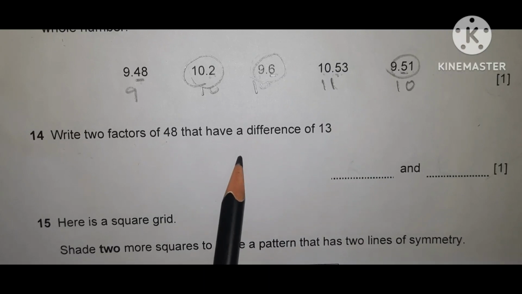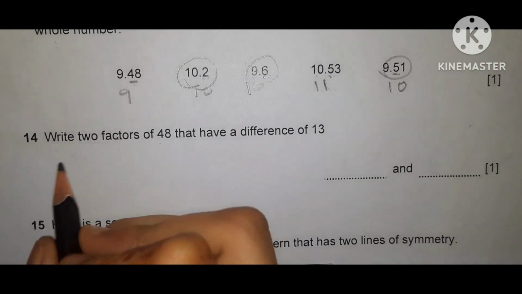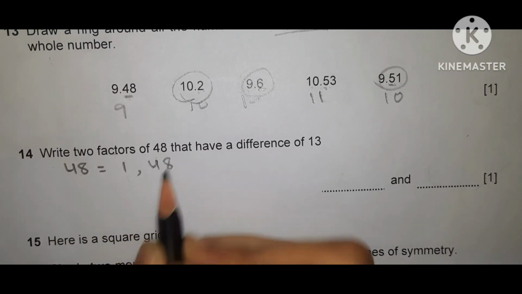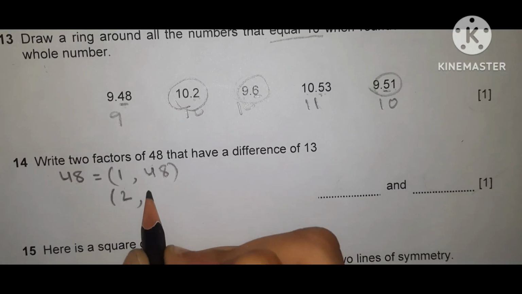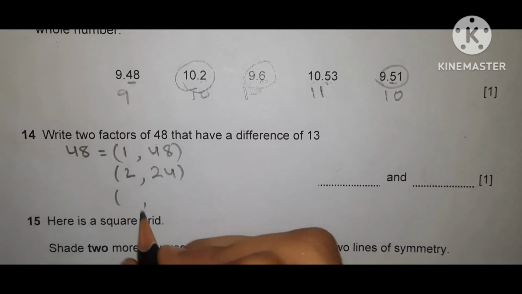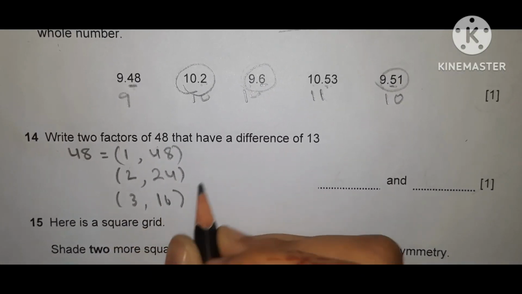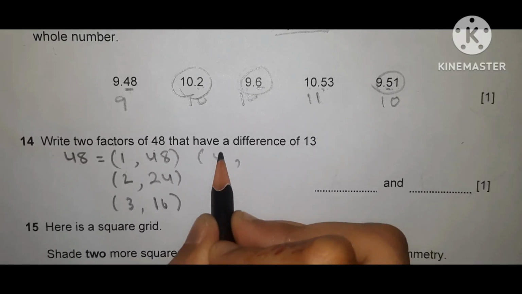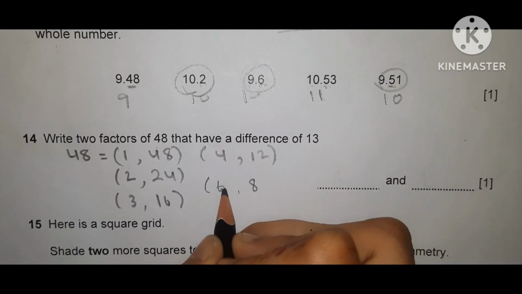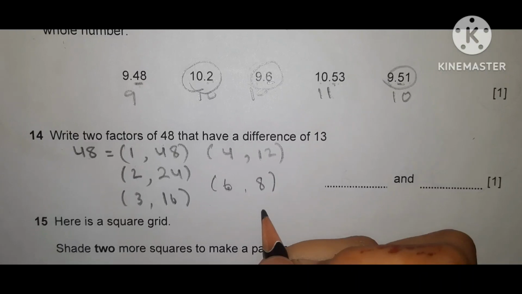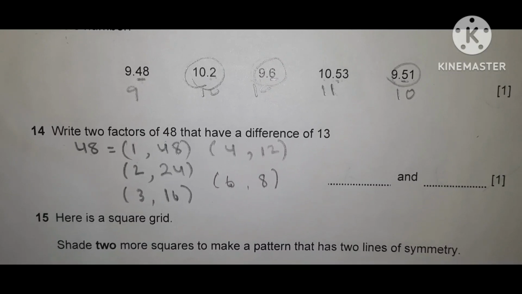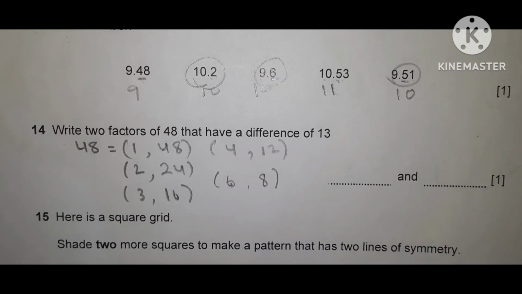Write two factors of 48 that have a difference of 13. So first of all, you'll have to find the factors of 48. Which is 1 and 48, 2 and 24, 3 and 16, 4 and 12, 6 and 8. If you guys don't know how to find factors, I'll put a link in the description when I make my video on how to find factors.